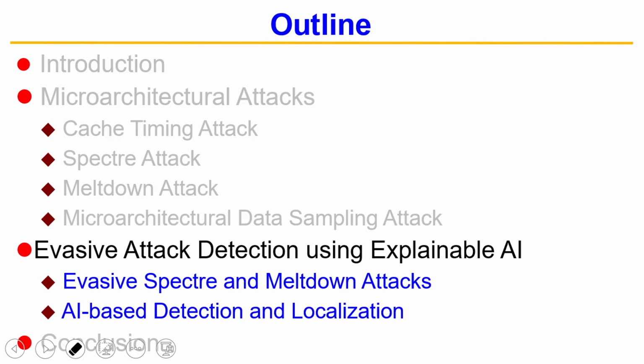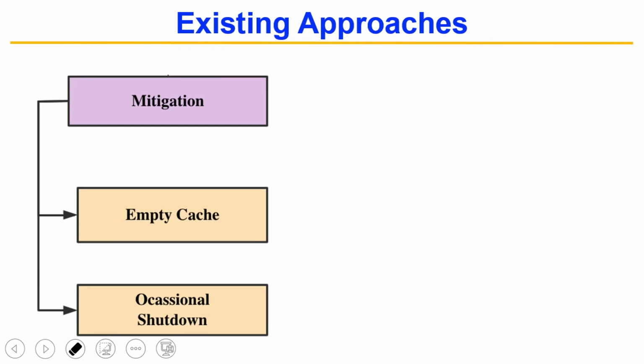Okay. So, now the interesting part. Now that we know what these types of attacks are, how do you use explainable AI to detect those? So, what exactly do people do today to detect? Remember, there are two types of mitigation. One mitigation, my favorite mitigation, is empty the cache, context switch, anything goes wrong just go and clean the cache, or if possible just shut down, restart, whatever it is.